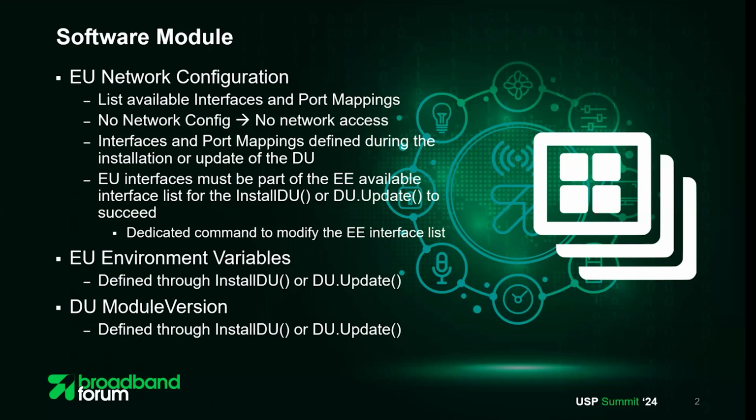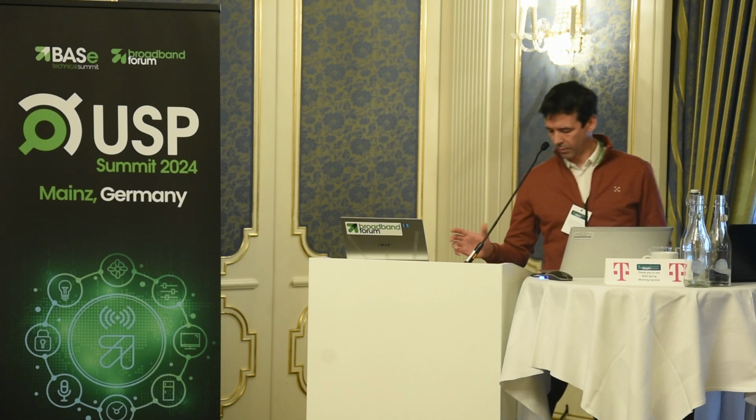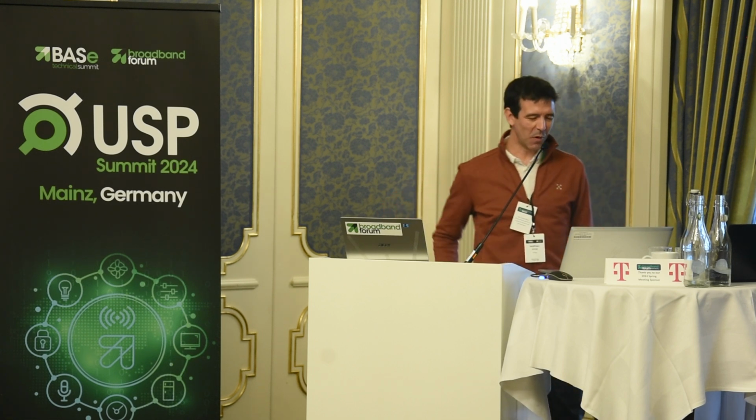So 2.17 is adding the network configuration support to define the list of interfaces to allow, sorry, got my mouse, it's slippery on this, it's going to fall. So yeah, what was I saying?